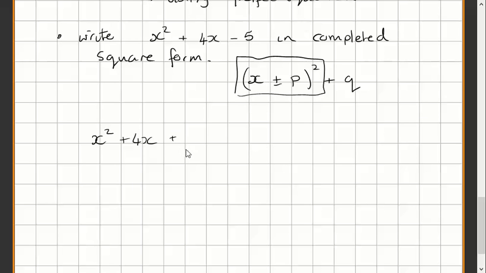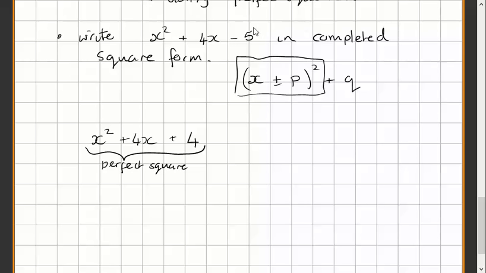So 4x would be plus. But isn't it 2 times 2? Oh, sorry, no, you're right, I'm wrong. It's plus 4, because it's 2 times 2. I was thinking about something else. Okay, so that would be the perfect square part.